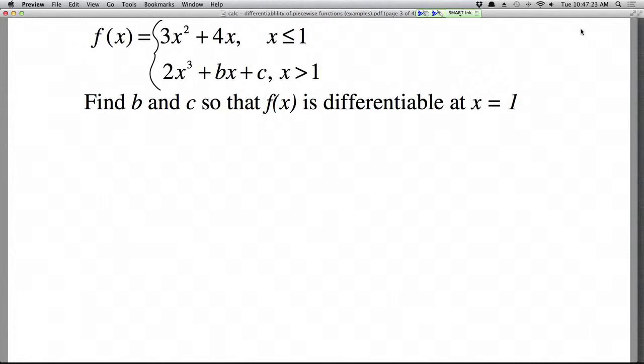This one gives me the piecewise f of x equals 3x squared plus 4x for x less than or equal to 1, and 2x cubed plus b times x plus c for x greater than 1. It says find b and c so that f of x is differentiable at x equals 1.